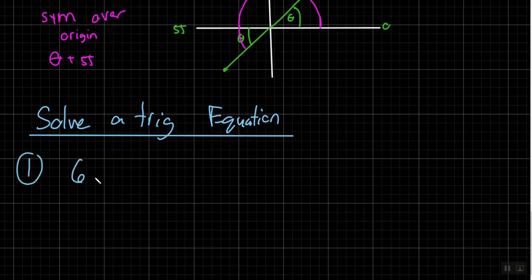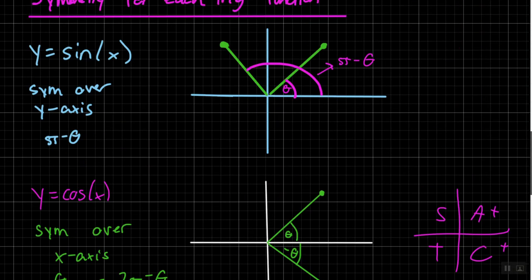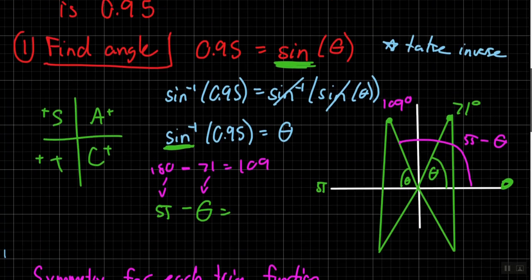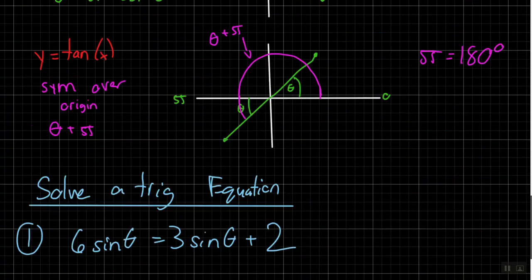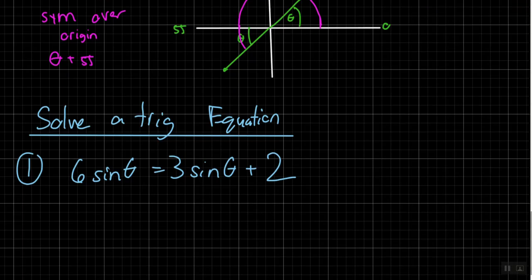We're going to do 6 sine theta equals 3 sine theta plus 2. I need to solve for theta. So kind of like above, when we did up here, we found an angle. We want to solve this equation. Yep.